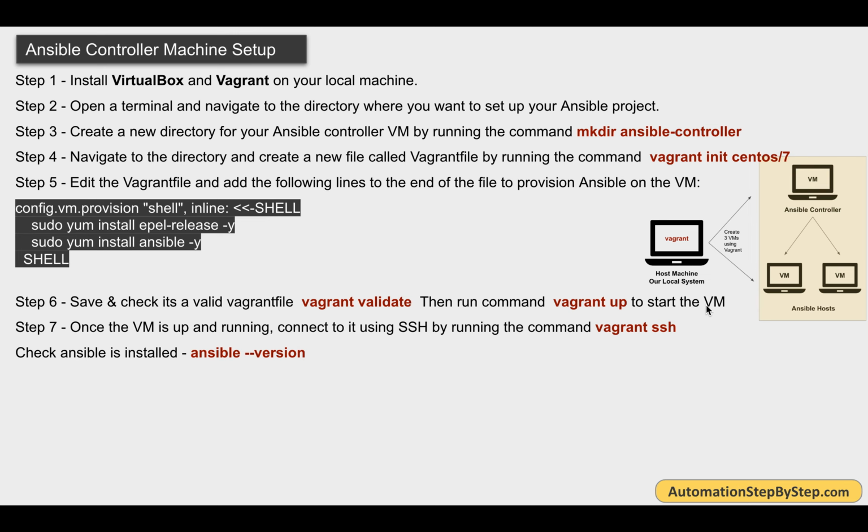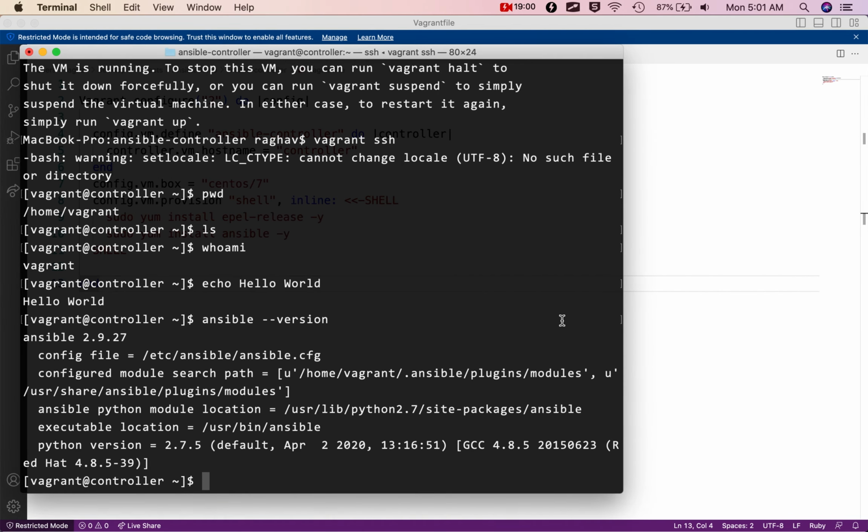So we have done this part, and also as we have learned earlier, Ansible is agentless. That means we do not have to install Ansible on the host machines. We just need to install Ansible on the controller machine, and we have to connect with the host machines using SSH. So we have done this part of installing Ansible on the controller machine.